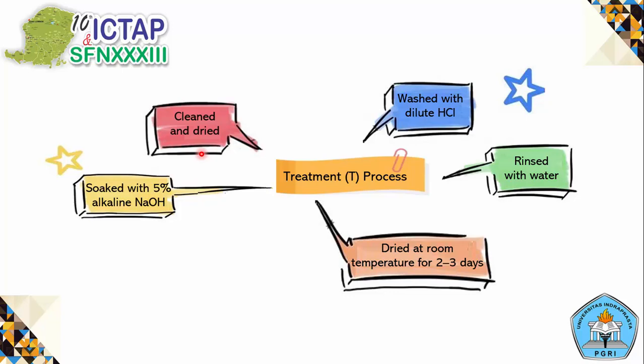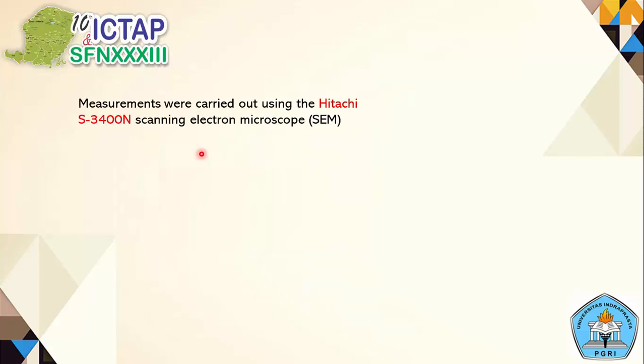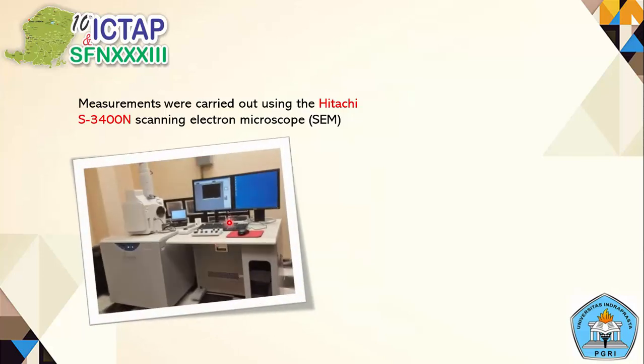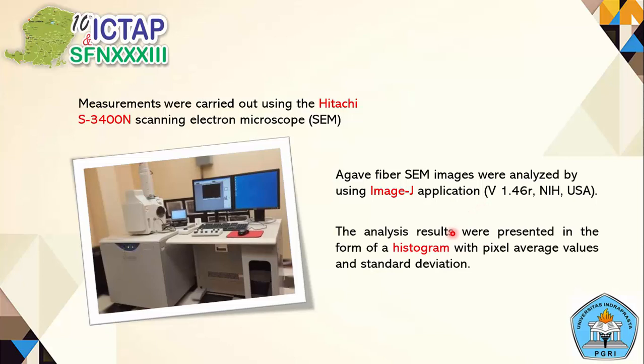Let us continue to the next slide. Measurements were carried out using the Hitachi S3400 scanning electron microscope. Like in this picture, the agave fiber SEM images were analyzed by using an imaging application. And then the analysis result was represented in the form of a histogram with pixel average value and standard deviation.